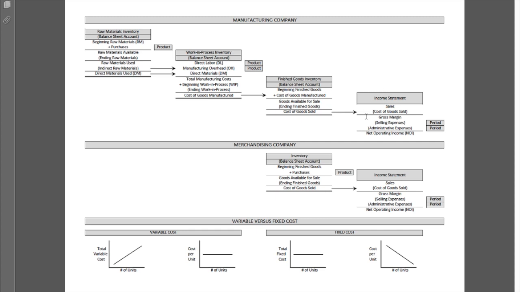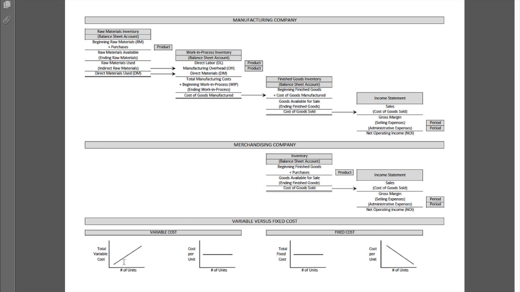And some of the questions on the exam will ask you for the cost of goods manufactured, and they'll give you the beginning and the ending, but they won't give you the cost of goods sold. They'll give you the sales and the gross margin. So you first would find the cost of goods sold and then plug it in backwards to get the cost of goods manufactured. Merchandising company is similar, and you will need to know that as well.